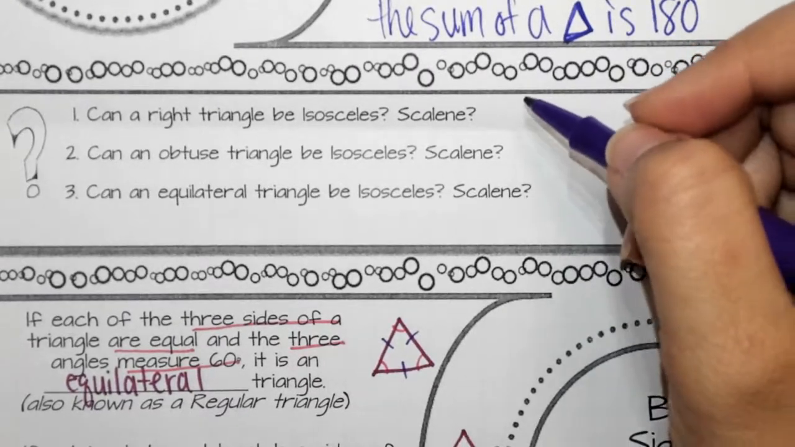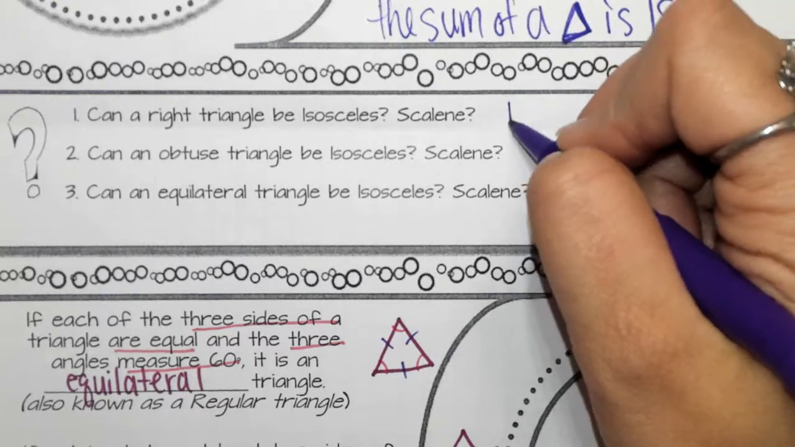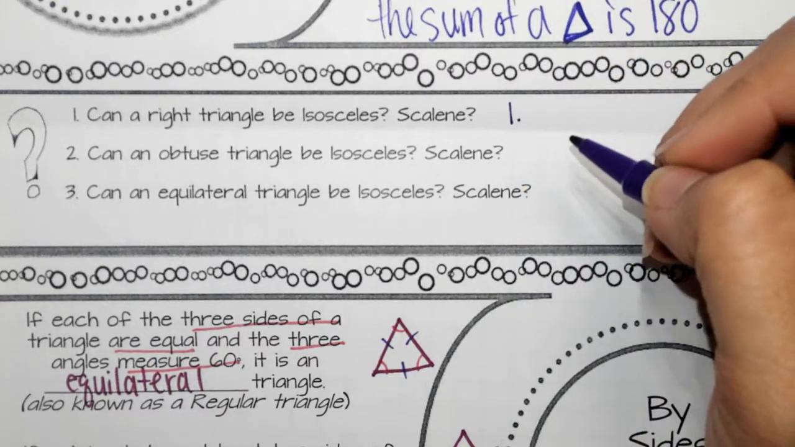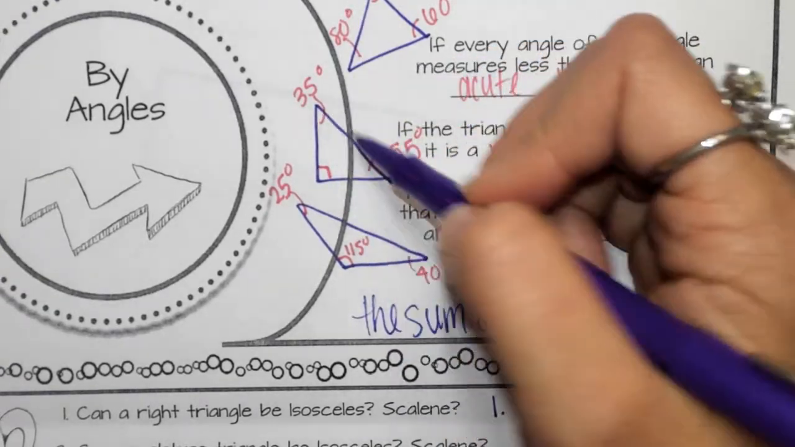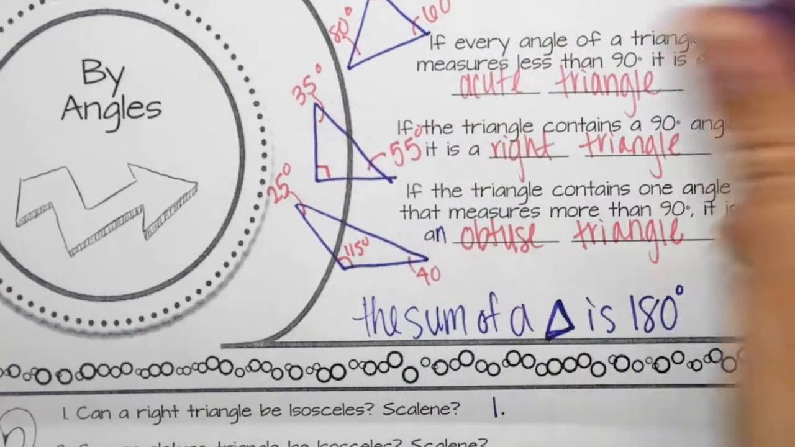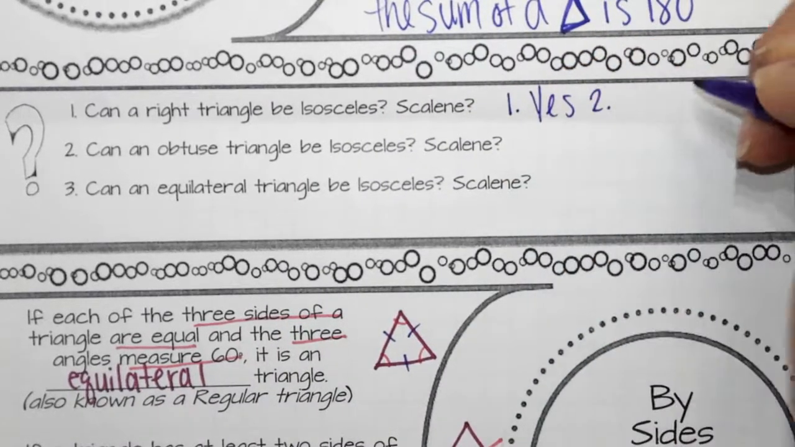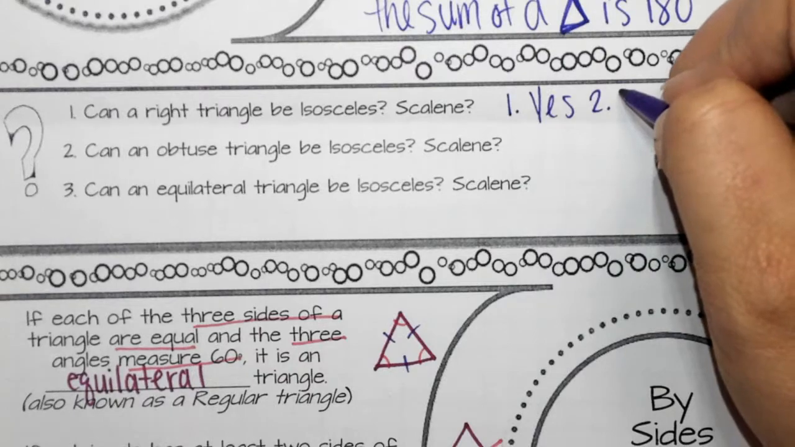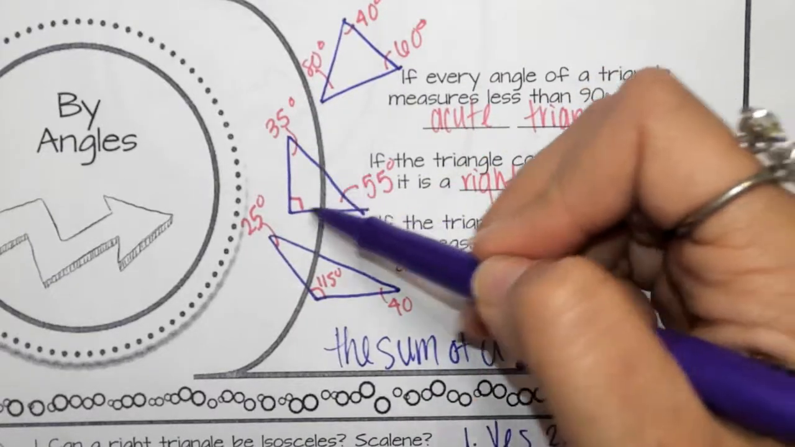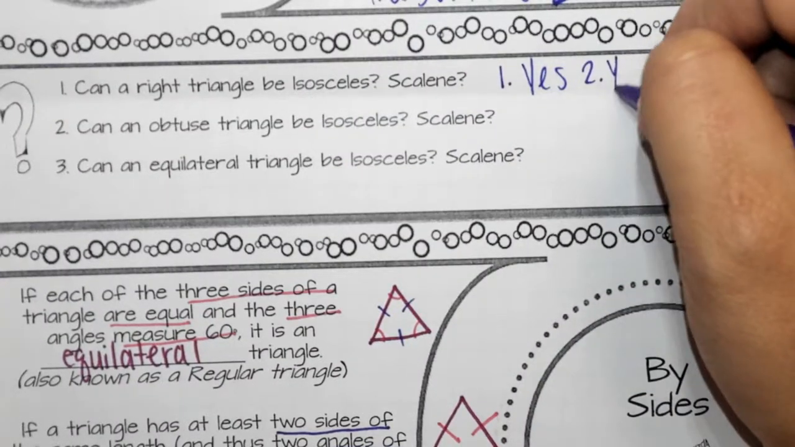Alright, can a right triangle be isosceles? Yes, it can. Because you have a right triangle, right? That means that these two have to have a sum of 90. So you could just cut it in half and you could have two 45 angles. So yes, it can be isosceles. Can it also be scalene? Is this scalene here? No. All the angles are different. All the side measures are different. Yes, this can be scalene.